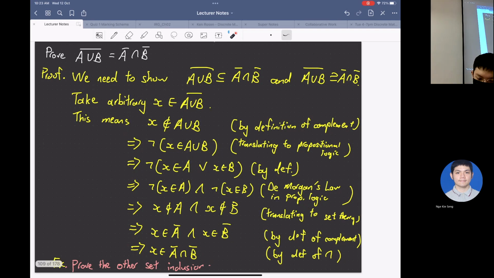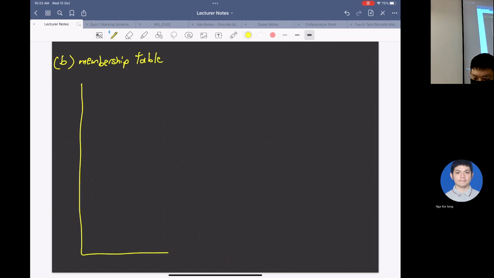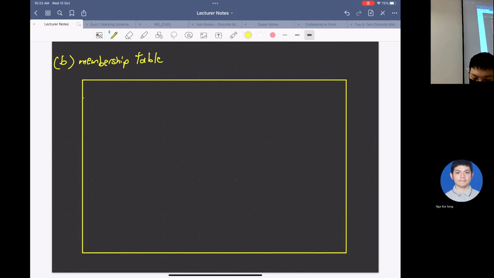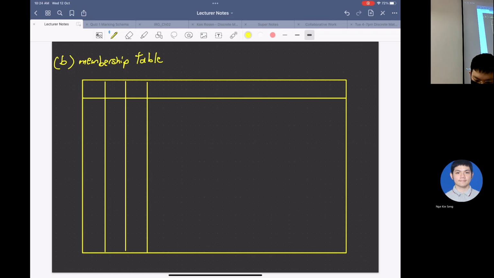Next, another way presented in your textbook. I think it's worth mentioning because this will remind you of the truth table. But I prefer the set inclusion proof, so you must learn the set inclusion proof. This one should remind you of the truth table, which you just had a quiz on last week.